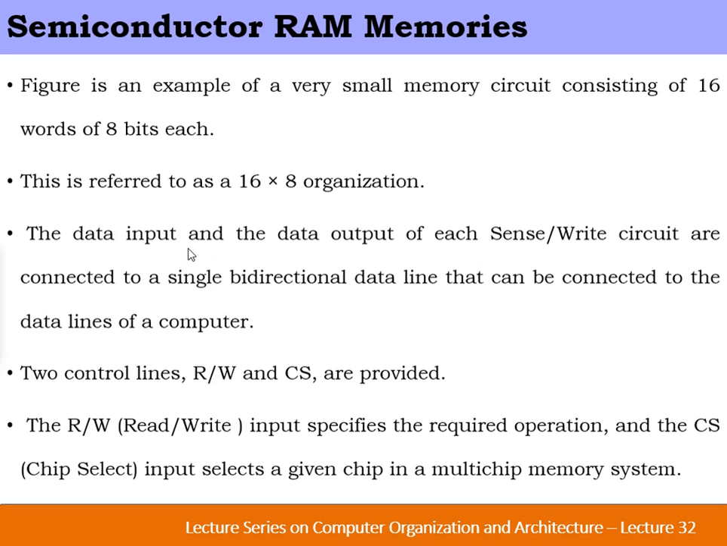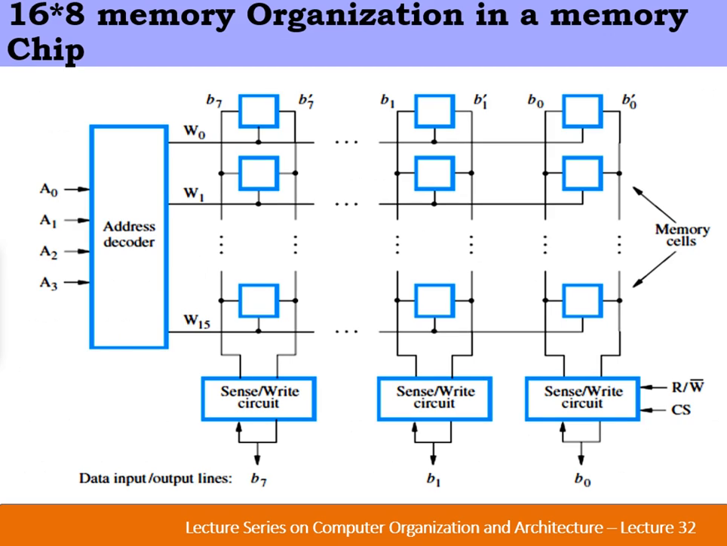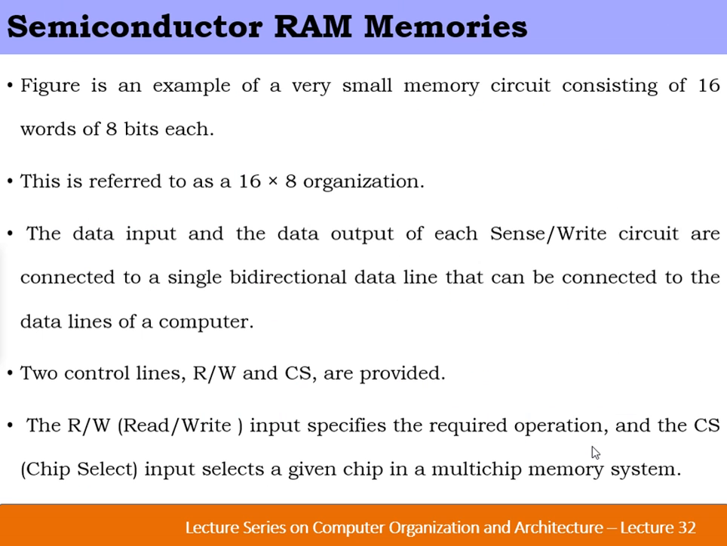The data input and data output of each sense/write circuit are connected to a single bidirectional data line, so that it can be connected to the data lines of the computer. So we make use of bidirectional data lines. We have seen the two-way arrow under every sense/write circuit. Why? Because we can extract the information or store the information, that is, read or write the information.